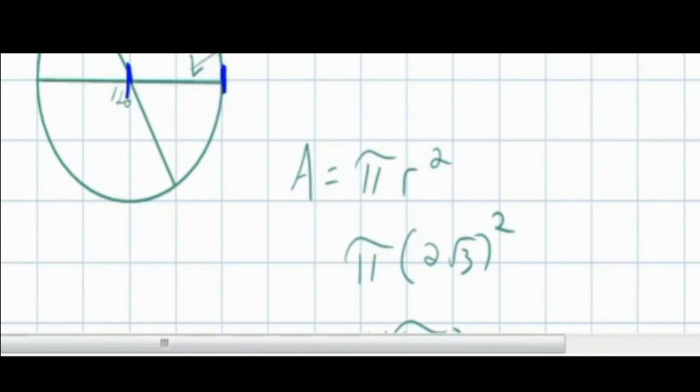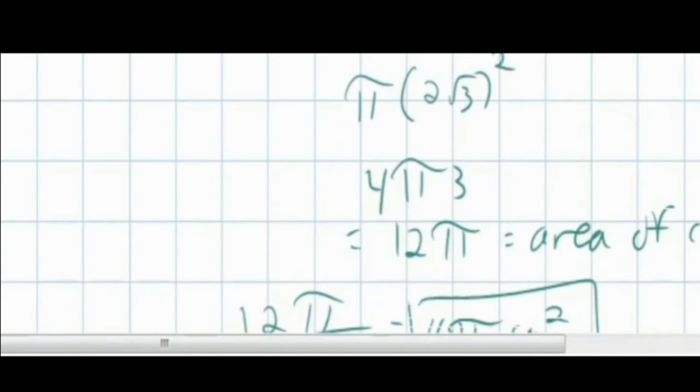And remember that the radius is only this length. The area of a circle is pi r squared. So I plugged in this radius here, and I squared it because that's what you have to do for the area of a circle. So I'm left with 4 pi times 3, so that was equal to 12 pi. 4 times 3 is 12 pi, and that's the area of the circle.